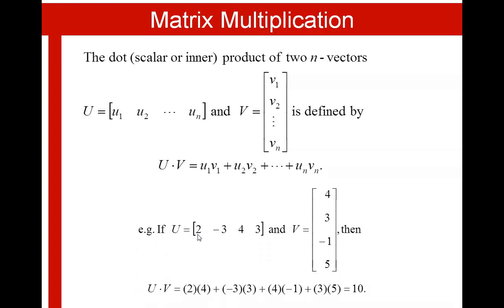Example, if we have here a 1 by 4 row matrix and a 4 by 1 vector matrix here. If we multiply these two together, 2 times 4 plus minus 3 times 3 plus 4 times minus 1 plus 3 times 5, it gives us 10.